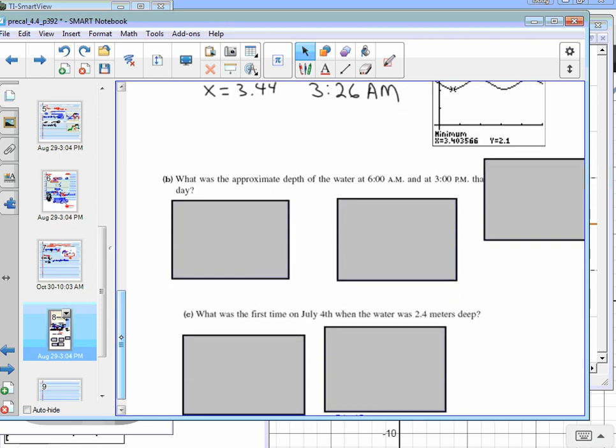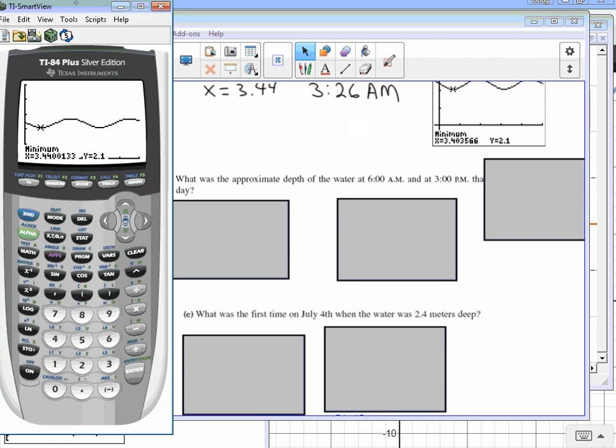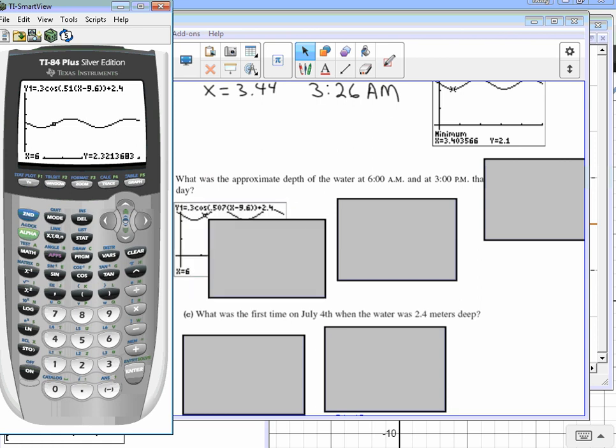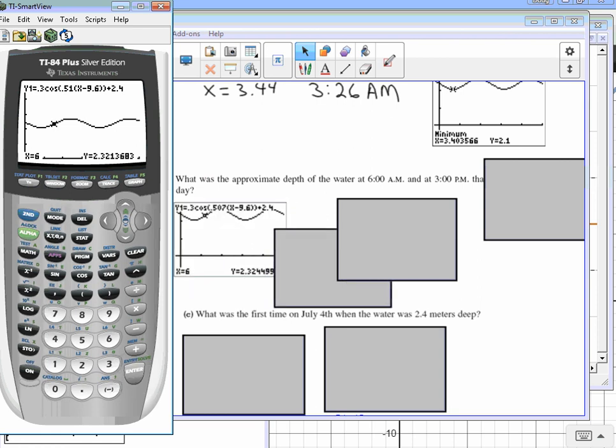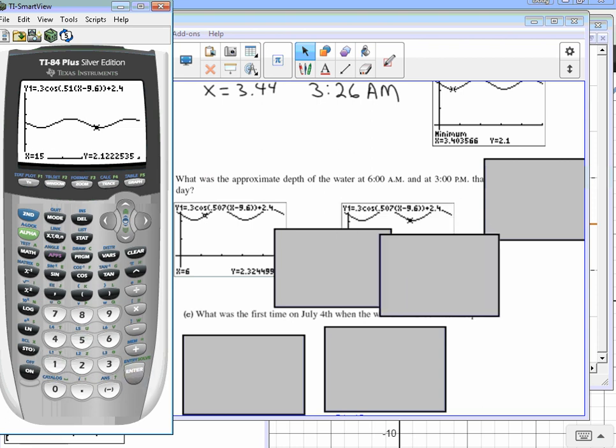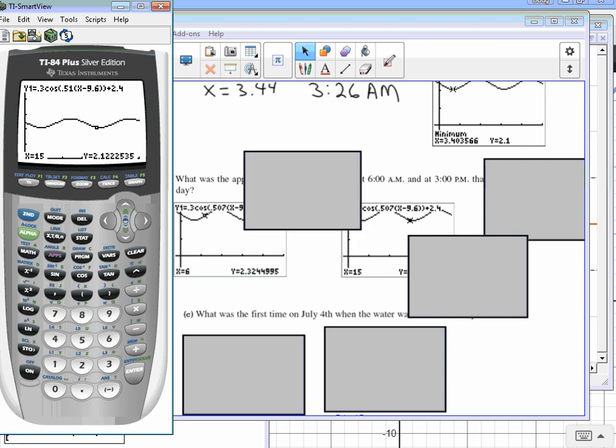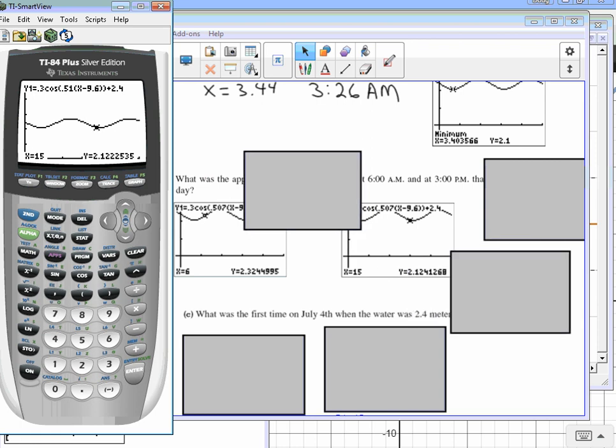What was the approximate depth of the water at 6 a.m. and 3 p.m.? How can I find that? Well, at 6 a.m., x is 6. If I just hit my trace and get an x value of 6, it says 2.32 meters deep. This one will probably be just a little bit different. No, 2.32, it's not even that different. And then they want to know at 3 p.m., well, that would be 15. So if I do an x of 15, it's 2.12. So 2.12, that's how deep it is.